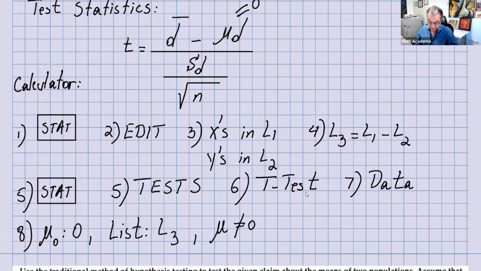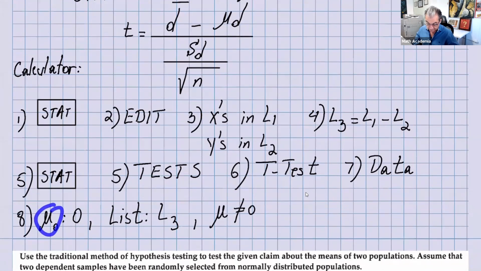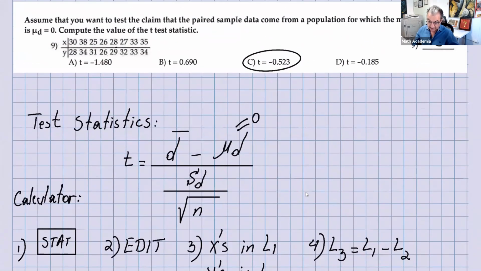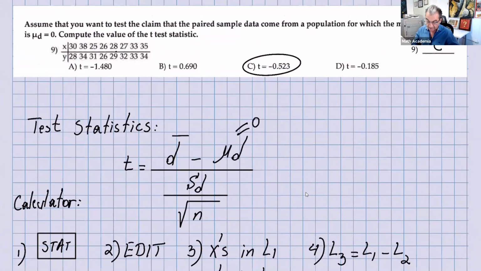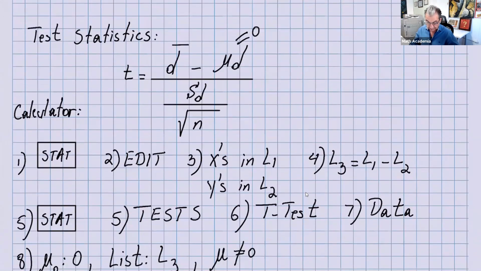Then go back to stat, test, go to t-test, because that's a simple t-test. And you can pick data in this case. Your data are the differences that the calculator computed. So for mu0, you put 0. For the list, you put L3. Be very careful, and you pick mu not equal to mu0, which is 0. If you do that, the calculator will give you this answer, negative 0.523. So C is the answer.